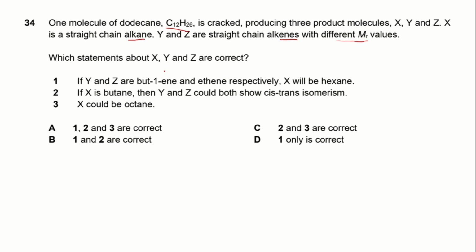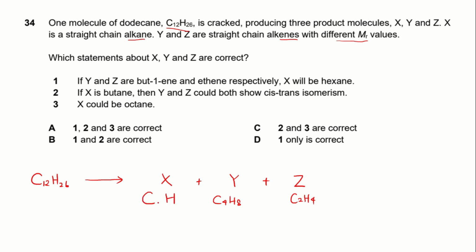Let's look at statement 1. If Y and Z are but-1-ene and ethene respectively, X will be hexane. Dodecane, C12H26, undergoes cracking and forms X, Y, and Z. If Y is but-1-ene, C4H8, and Z is ethene, C2H4, so what is X?